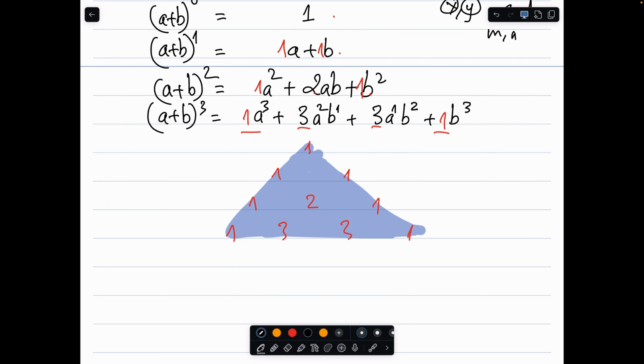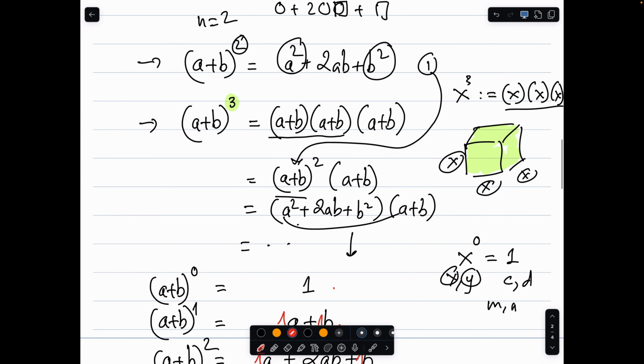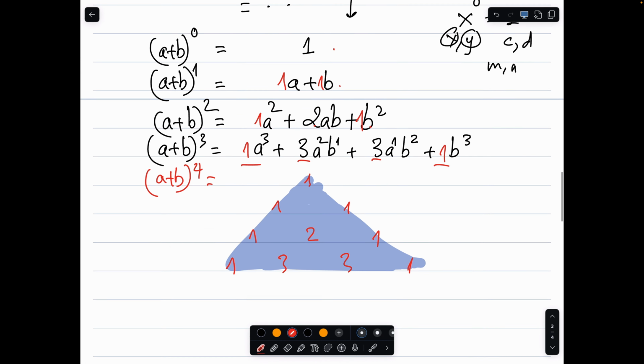So how to build this triangle? How can we construct this triangle? Because if we can construct this triangle, it means that for the next row we can expand a plus b power 4 without going this tedious way.